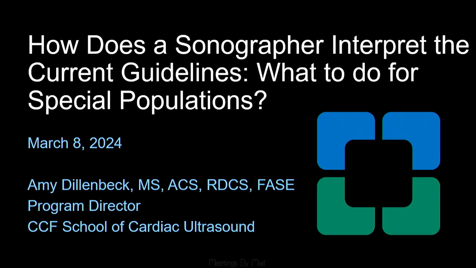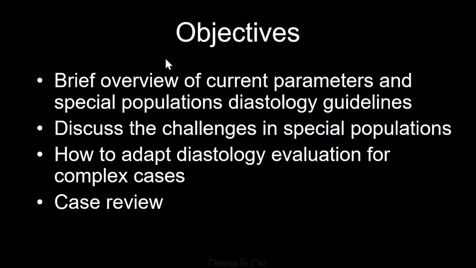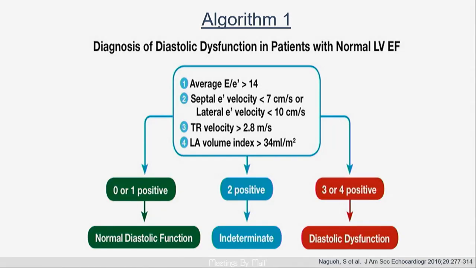So it's really important to make sure we're following what we're supposed to do as sonographers to make sure we're providing really reliable data for the staff. My objectives are a brief overview of the current parameters that we use for special populations for diastology, to discuss the challenges in special populations, how we adapt our diastology evaluation for complex cases, and then we'll look at a case of AFib.